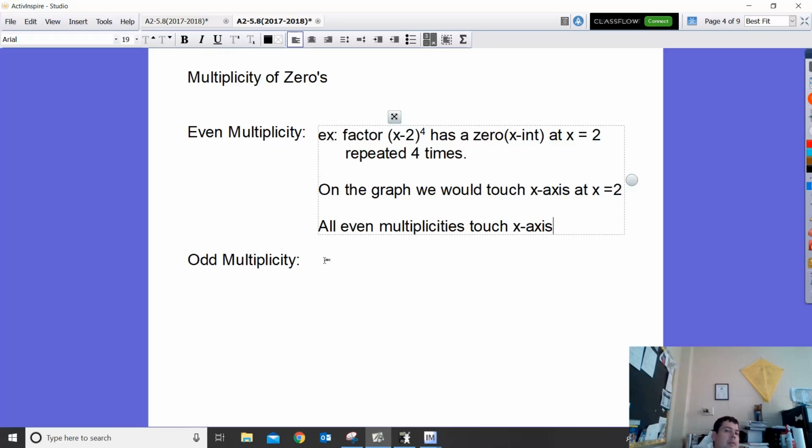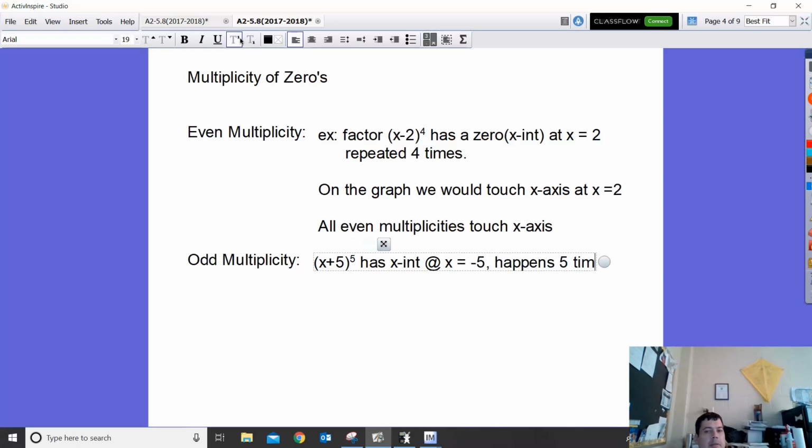And then we have odd multiplicity. Odd multiplicity would be something like x plus 5 to the 5th power. That's an odd multiplicity. If you saw x plus 5 to the 5th power, what is your x-intercept? As an x-intercept at x equals negative 5. It happens 5 times. But you can't really show that on a graph. You can't do dot, dot, dot, dot. They just cover each other up.